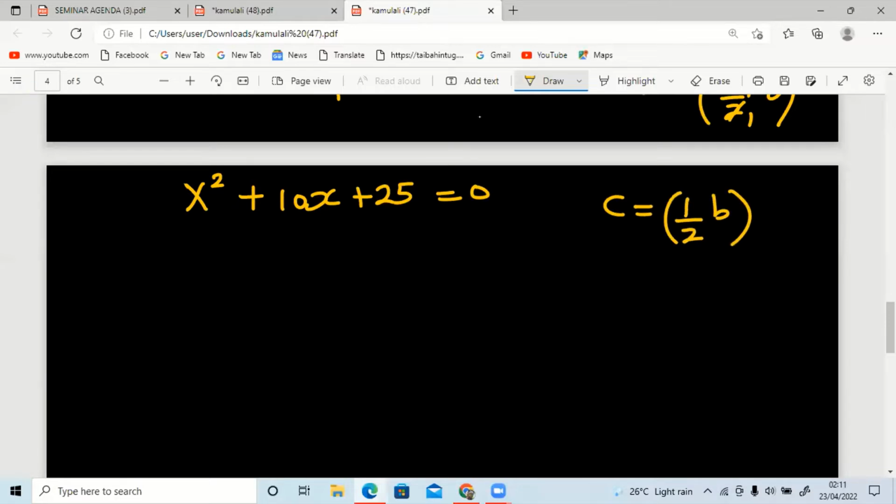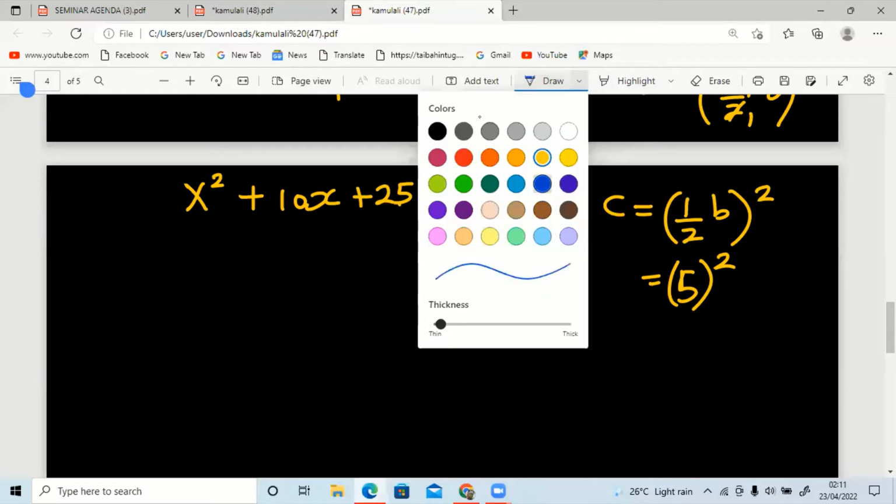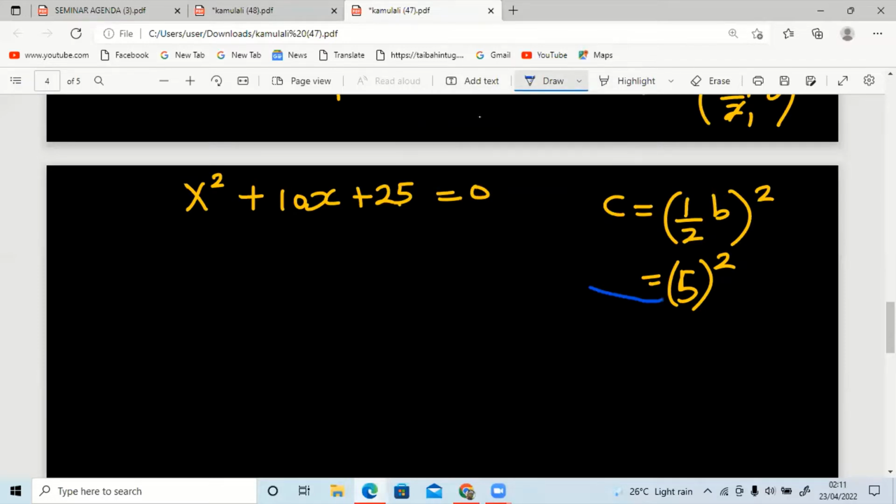We have said that in case I have x squared plus 10x plus 25 equal to 0, and I have known that it's a perfect square, c is equal to a half b, all of it squared. We have gotten our answer as 5 squared. So where you have 25 is where I substitute this value of c. So I will say x squared plus 10x plus, I come and I say 5 squared.